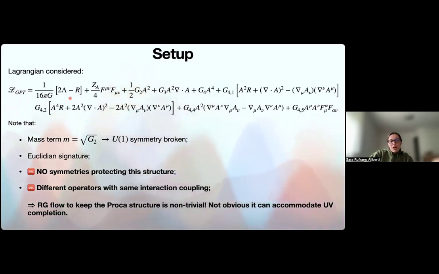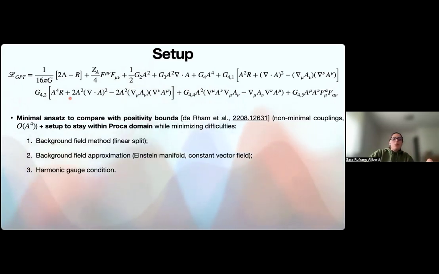So, keeping in mind these warnings, we chose this ansatz in order to get a minimal setup to compare with positivity bounds for future work. And this is the work that I was mentioning before, where they got the positivity bounds for these theories. The minimal setup requires fourth order in the vector field and two derivatives.